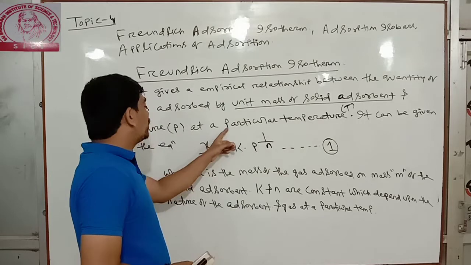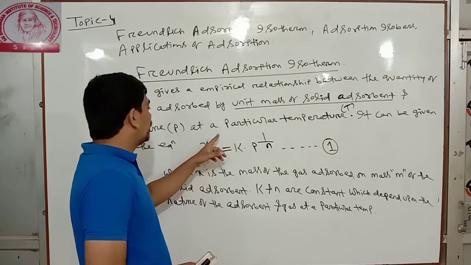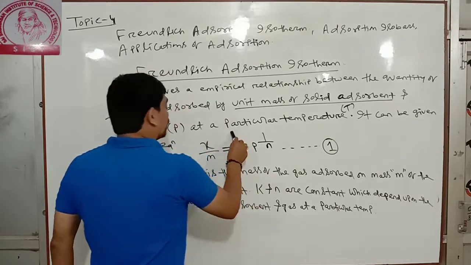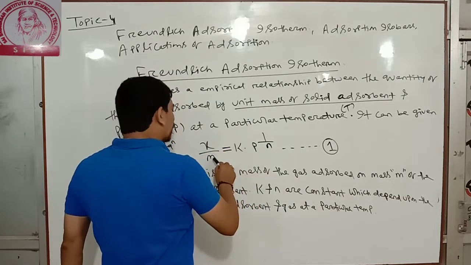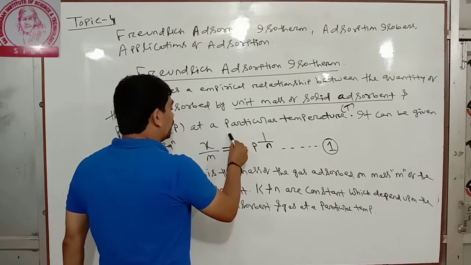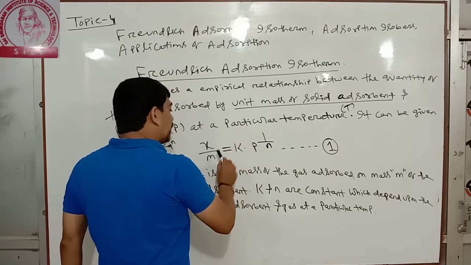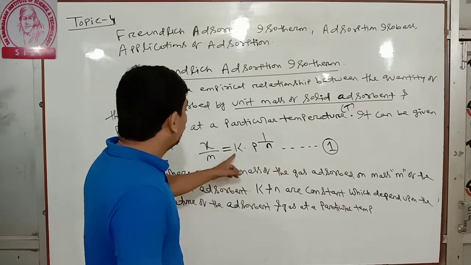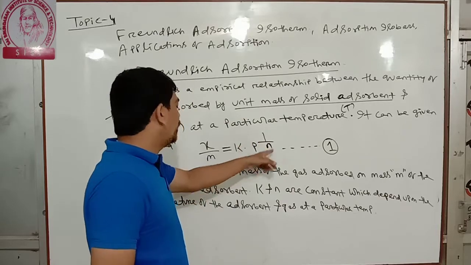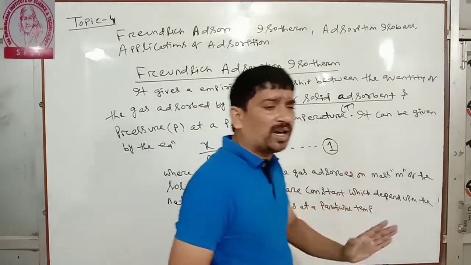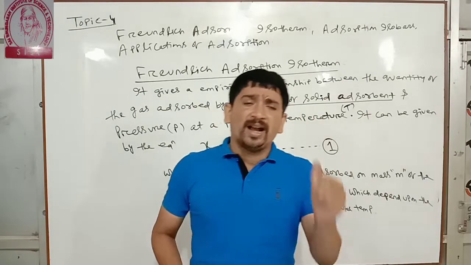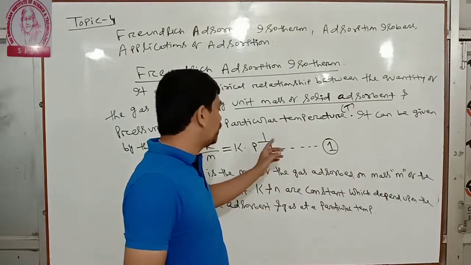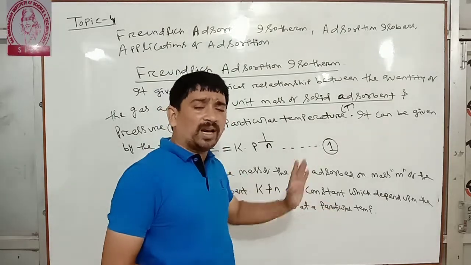So what is x? x is the mass of the gas adsorbed on mass m of the solid adsorbent, and m is the mass of the adsorbent. What are k and n? k and n are constants which depend upon the nature of the adsorbent and gas at a particular temperature.